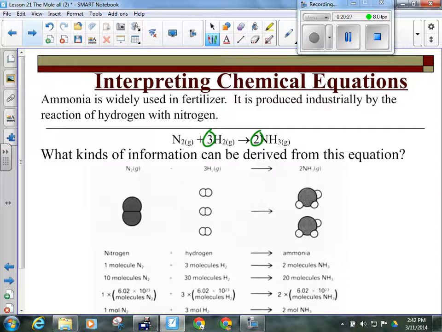It could also actually mean the masses. If I had 1 mole of this, that would be 28.02 grams, and if I had 3 moles of this, it would be 6.06 grams, and so on. I would actually have to figure out what the masses are. So those coefficients we put in can mean a number of things.